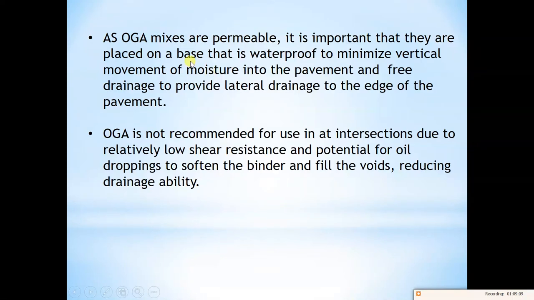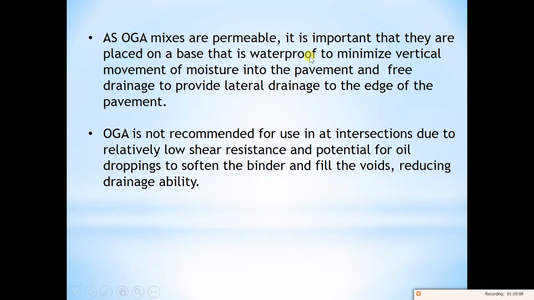Okay, so the next slide. OGA mixes are permeable. It's important that they are placed on a base that is waterproof to minimize vertical movement of moisture. For road drainage, we always want to keep the subgrade dry, because if water from the pavement on top, or from the shoulder, or even from the water table, rises up to the subgrade and wets it, the subgrade is going to lose strength, and the road will be damaged. With traffic loading, you get all the rutting, deformations and cracking if you have a wet subgrade.